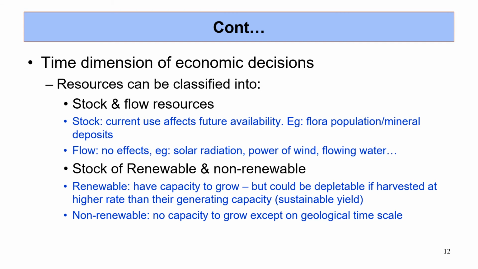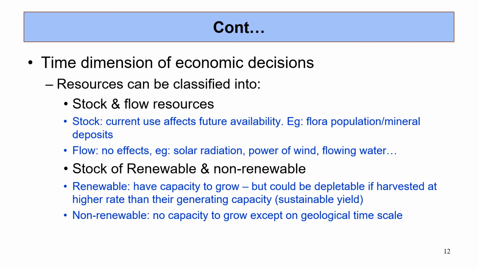And flow means that the current use of our resources will have no effects on the future availability. It means that even though we use it too much, it will have no effects on the availability of these resources in the future. For instance, solar radiation, power of wind, flowing water, and so on. Okay, so for your information, stocks can be divided into two, renewable and non-renewable.